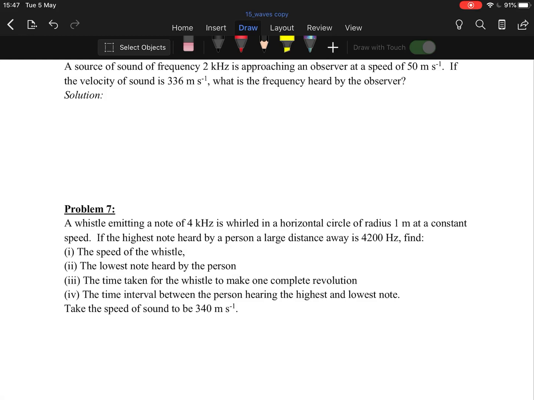A source of sound of frequency 2 kilohertz is approaching an observer at a speed of 50 meters per second. If the velocity of the sound is 336 meters per second, what is the frequency heard by the observer? So what we do, as always with these kinds of questions, is we write out all the information we have on the left-hand side. So frequency, they're giving us a frequency.